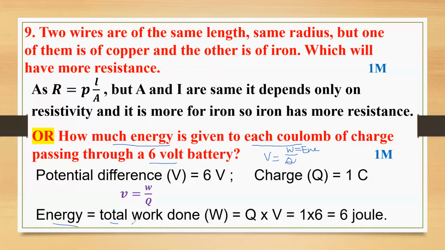Energy or total work done is equal to Q into V, with Q coming to this side. 1 coulomb charge is given in the problem and 6 volts are given. So the answer will be 6 joules. This is the answer. Next we'll move to another question.